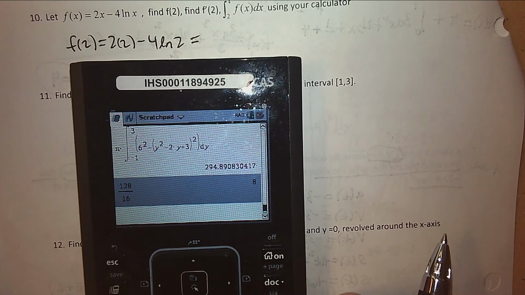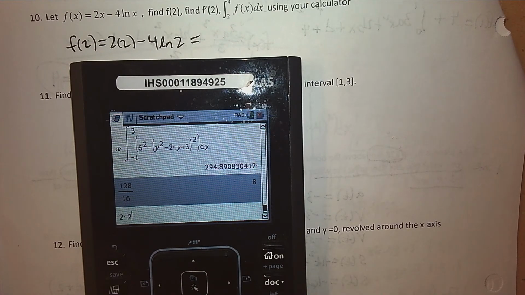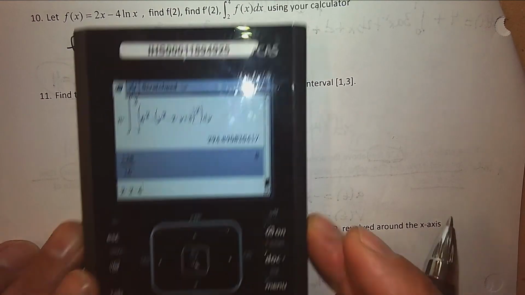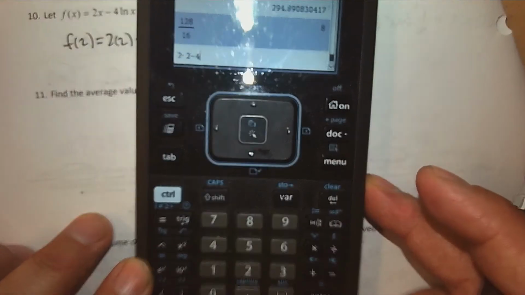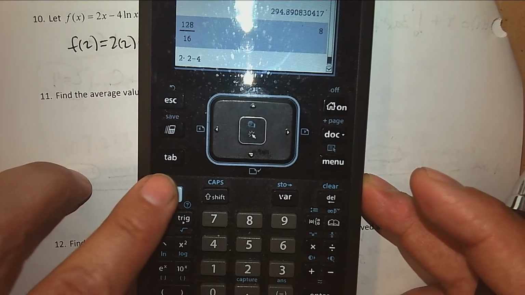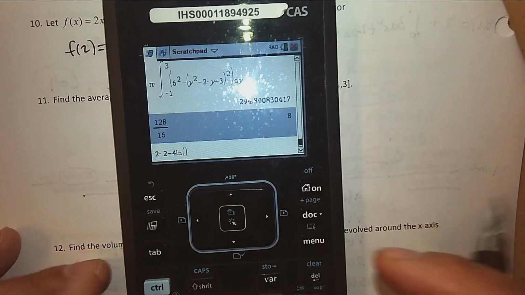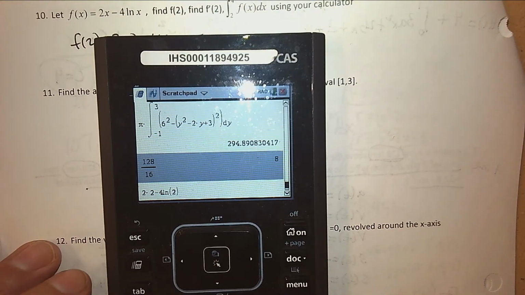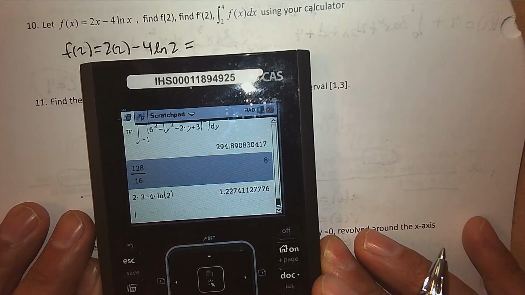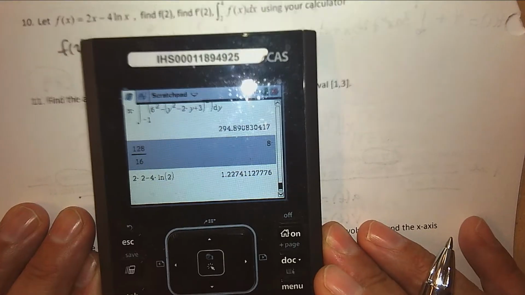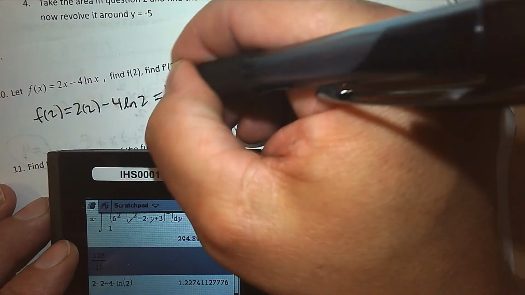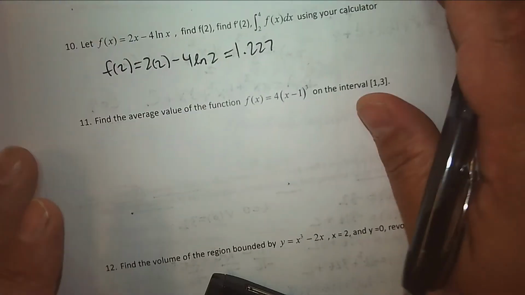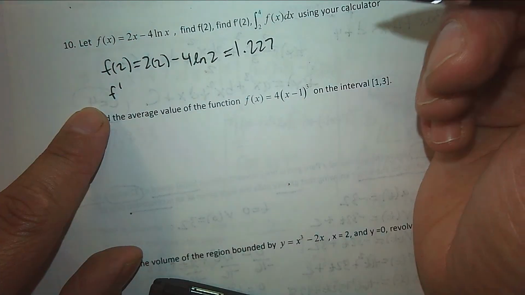So I'm going to type in 2 times 2, subtract 4, ln, the ln button. Do you see e to the x? It's the blue. So press the blue button and e to the x, that's ln. And then 2. So I get the answer 1.227. Then it says take the derivative at 2.